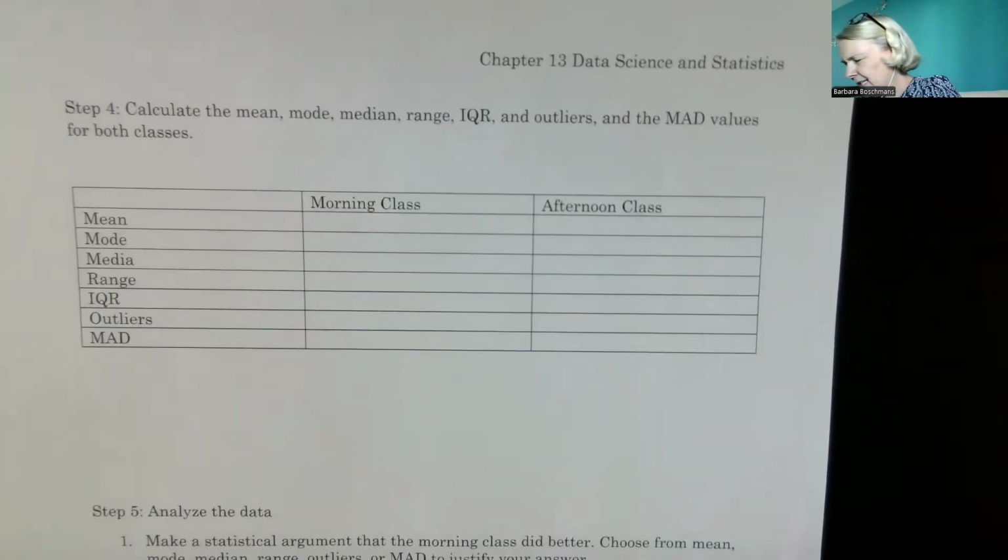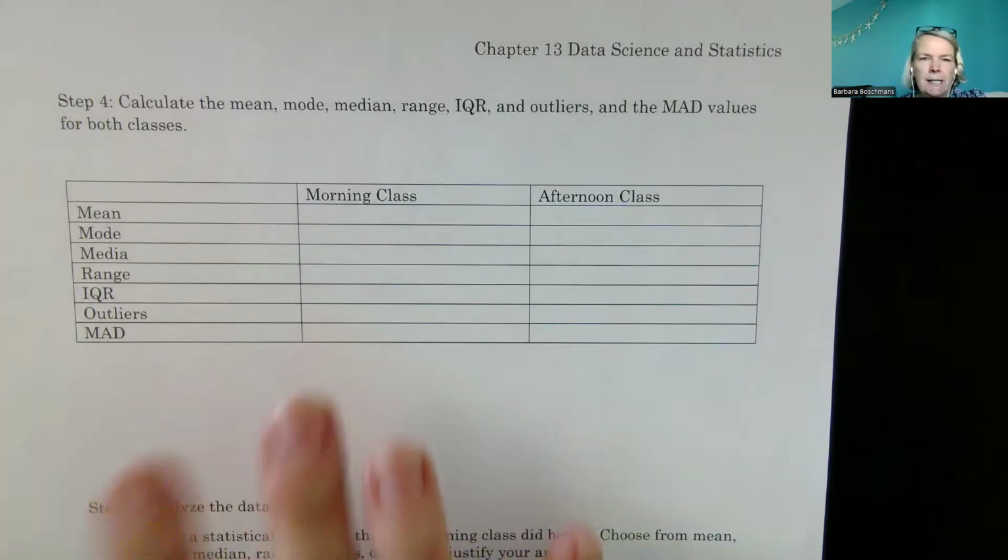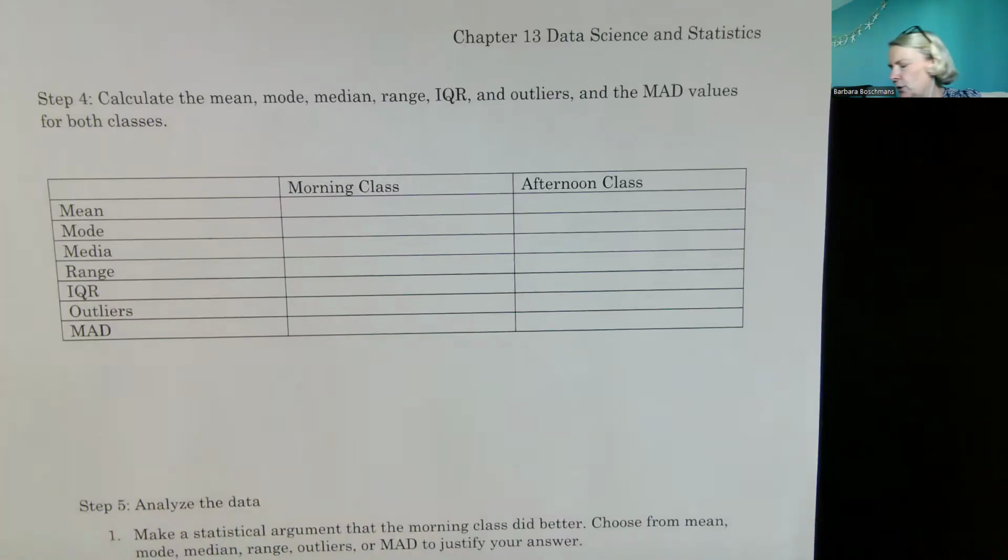So step 4 is we're going to actually calculate the mean, mode, median, range, interquartile range, any outliers, and the mean absolute deviation for each of the classes. So this is quite a bit of work. There's not a lot of space. You might need an extra piece of paper to do that. So fill those out.